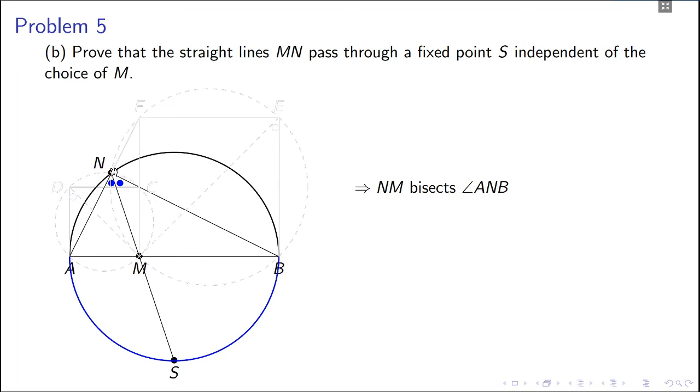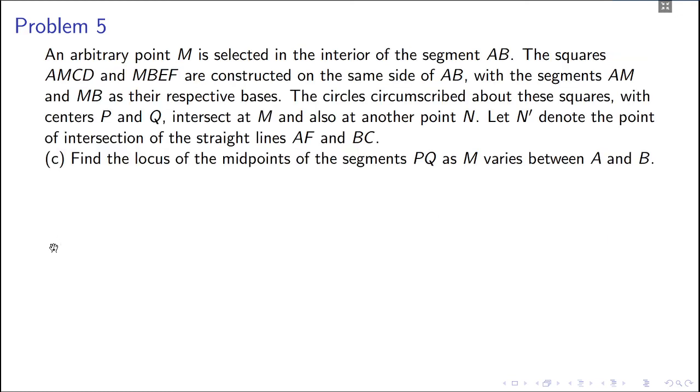So no matter where N is on this circle, NM will always bisect this angle. NM will always pass through this point S, which is the midpoint of this semicircle. So that's the fixed point that you're looking for. It's the midpoint of the lower semicircular arc. All right, so the last one is this.